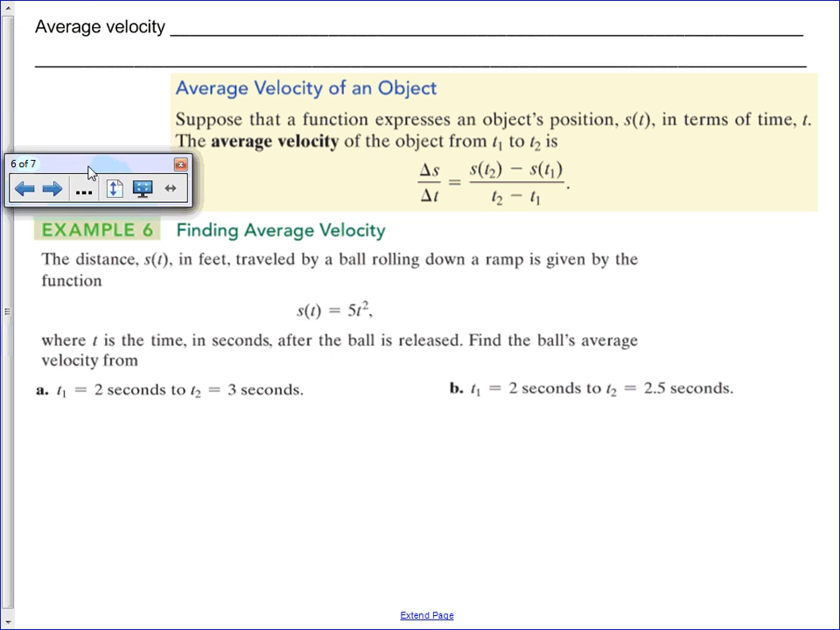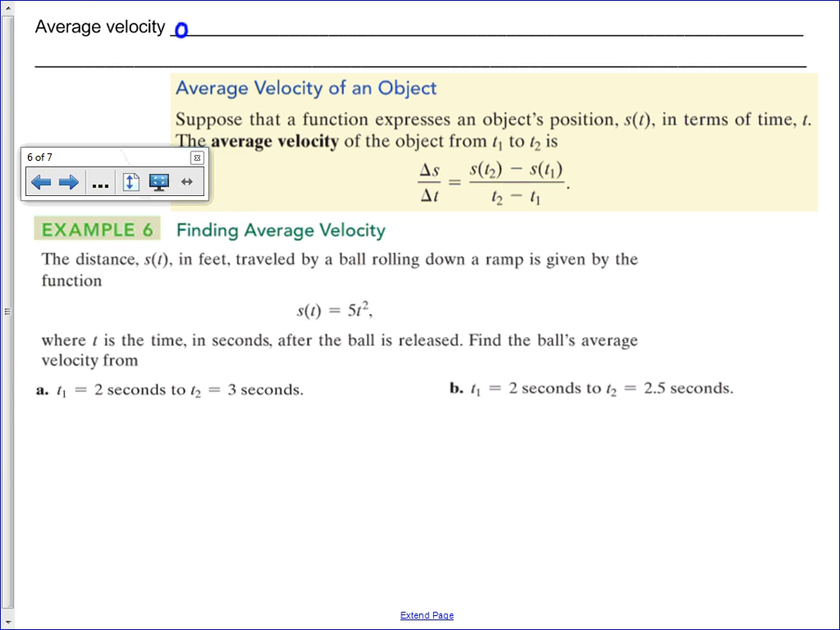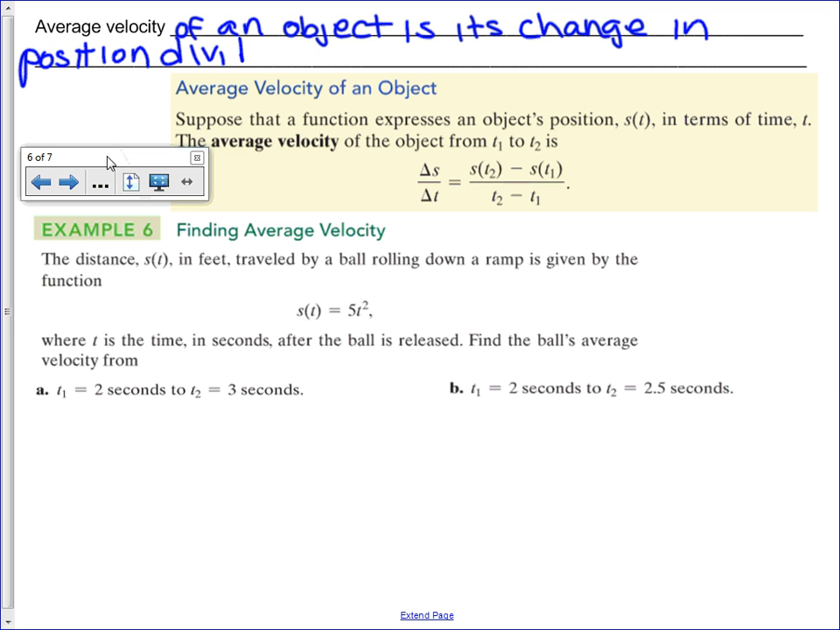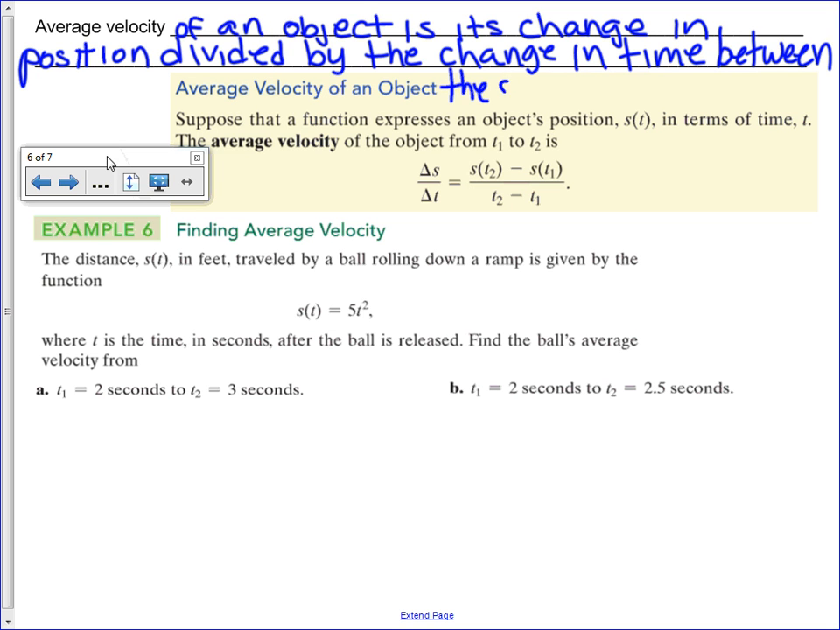The next problem, we have average velocity. So first I would like for you to write the following. The average velocity of an object is its change in position divided by the change in time between the starting and the ending position. So please write that down.